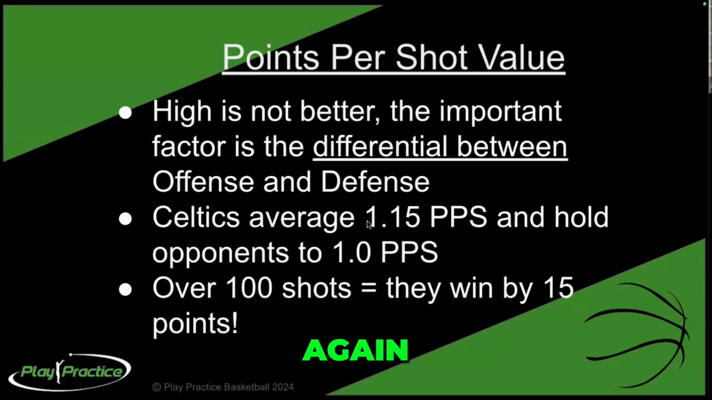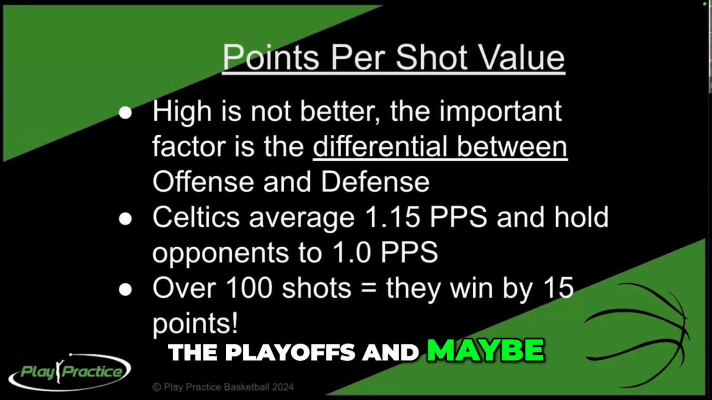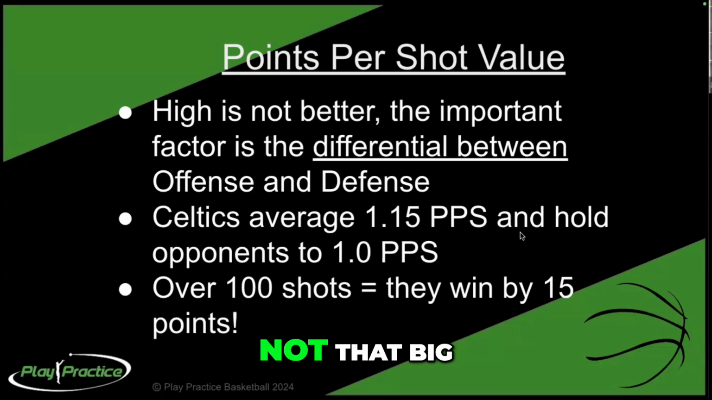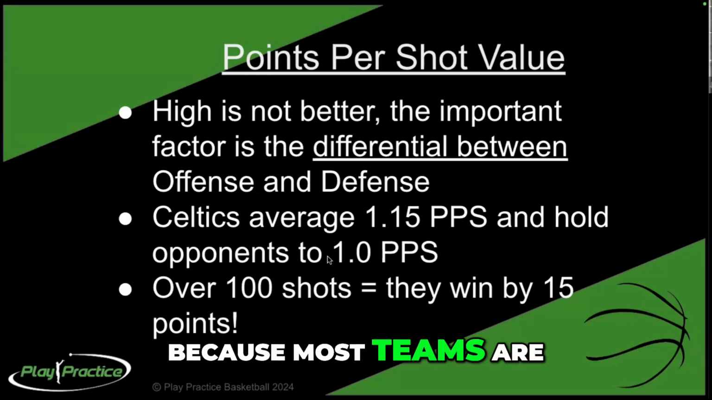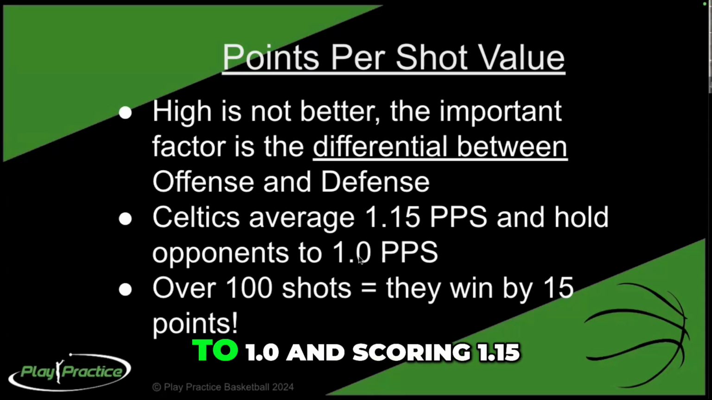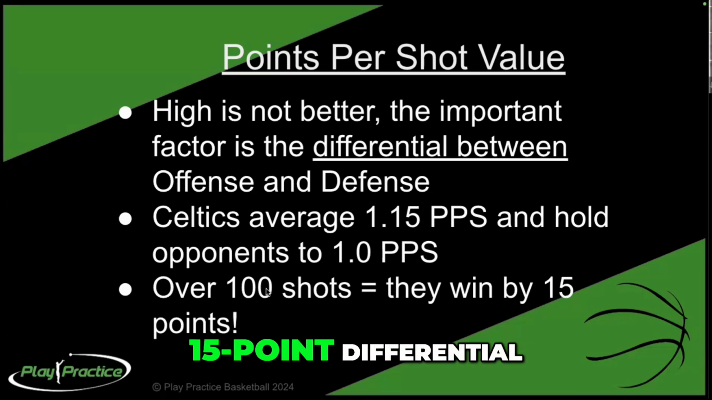And the Celtics, again, were able to average 1.15 points per shot, which is really like the top that we ever see in the NBA. If you can average a whole season at 1.15, you're probably going to be high in the playoffs and maybe the NBA champion, right? It's really hard to do. And the difference is not that big because most teams are averaging somewhere in the 1.0 range, right? And so really it's just holding them to 1.0 and scoring 1.15 that gives us a 15-point differential, right?